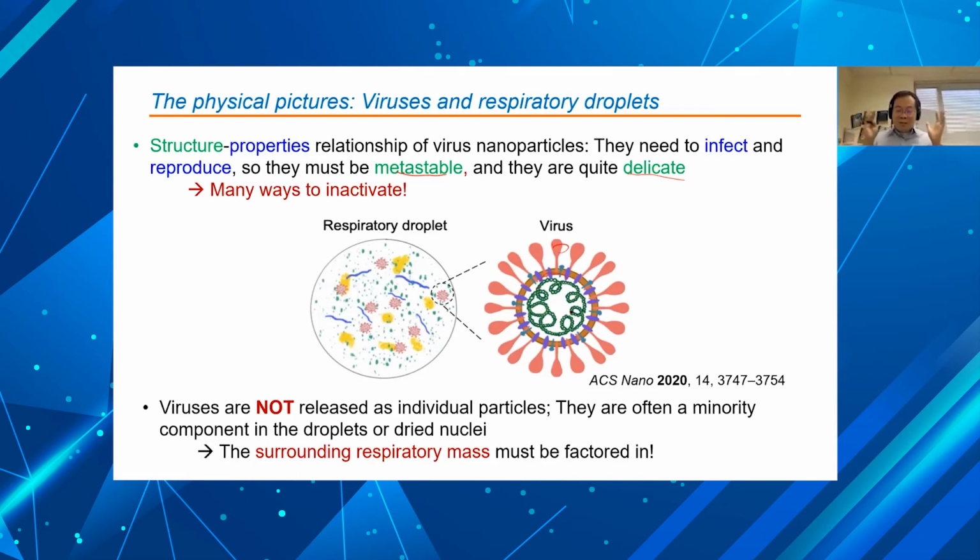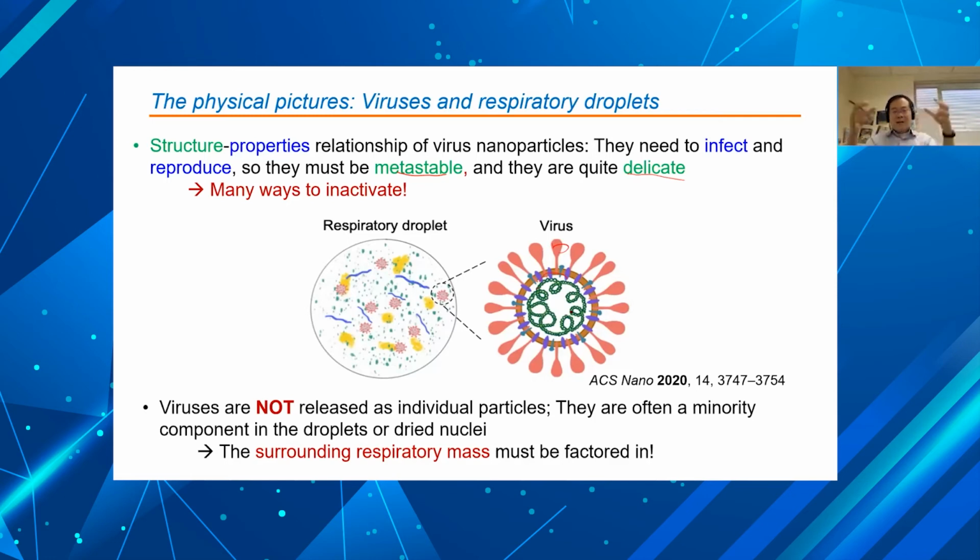In the final dried nuclei, the virus particles are embedded, surrounded and protected by all these other things. This is extremely important, because if you want to design any sanitization or inactivation mechanism, you must consider the surrounding respiratory mass. For example, any mechanism that relies on molecular contact with the viruses would likely be ineffective, because most of the time you're not even contacting the virus, right?